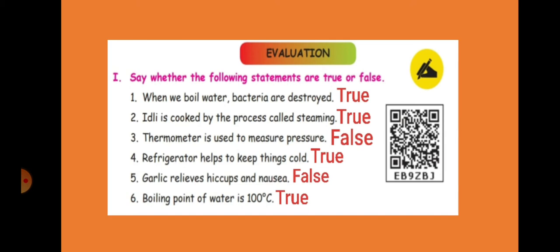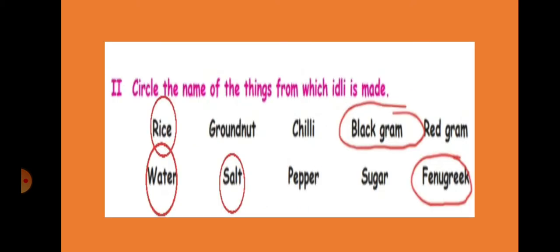Shall we go to the next exercise? That is Roman number 2. See, circle the name of the things from which idli is made. So here are a few ingredients. We have to circle only the things from which idli is made, which are helpful in the preparation of idli.